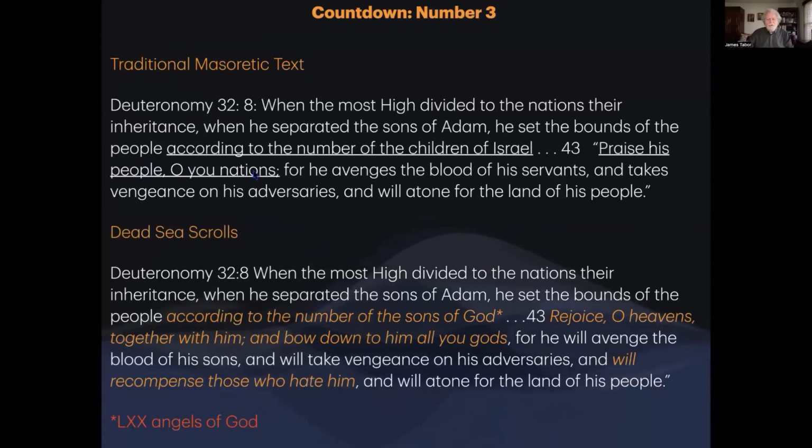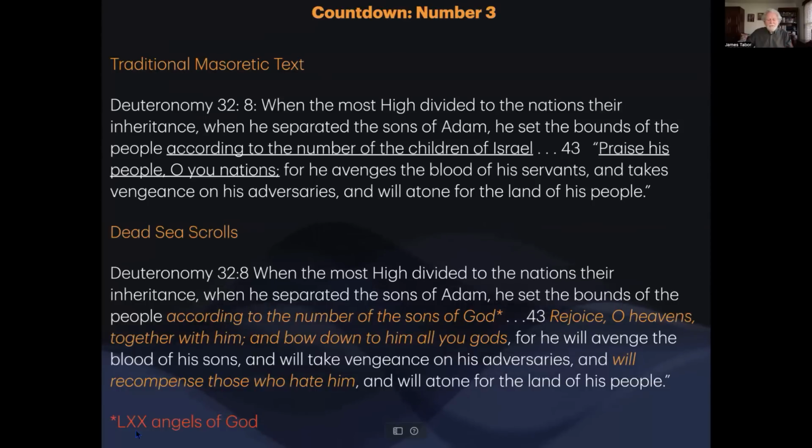Praise his people, O you nations, for he avenges the blood of his servants and takes vengeance on his adversaries and will atone for the land of his people. Okay? Now, the Dead Sea Scroll copy of Deuteronomy, and there's several copies, but this is one of them. Same thing, when the Most High divided to the nations their inheritance, when he separated the sons of Adam, he set the bounds of the people. Notice, look at this, according to the number of the sons of God, the B'nai Elohim.